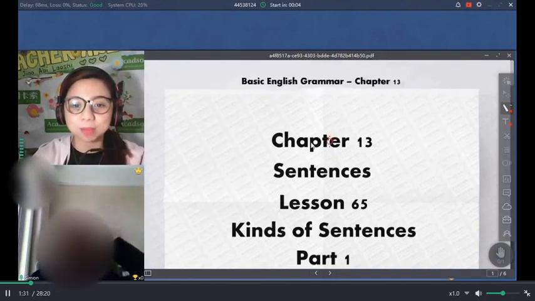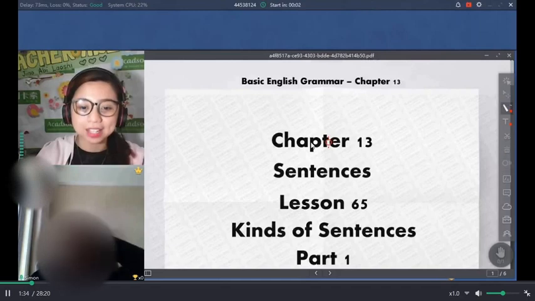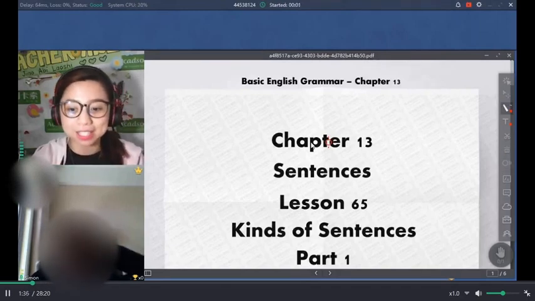So this is chapter 13 sentences, lesson 65, kinds of sentences, part 1.